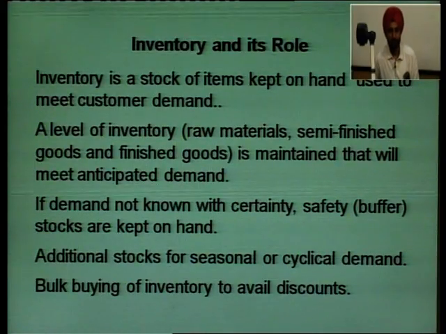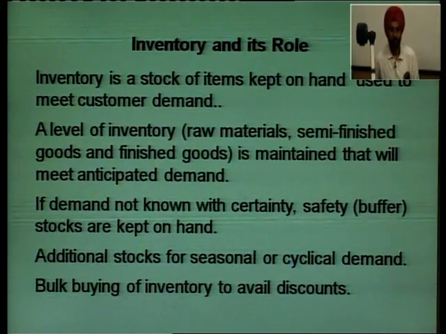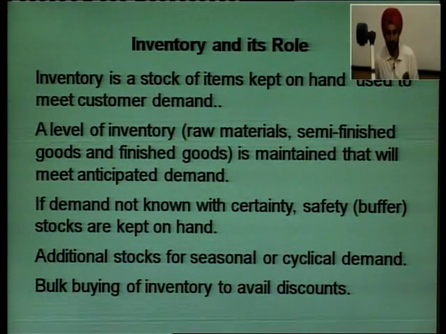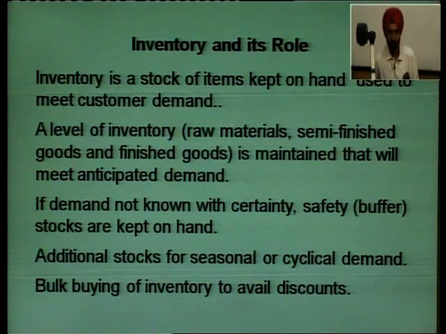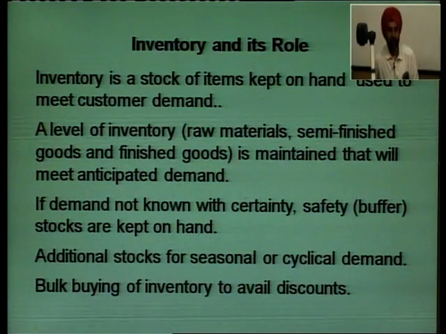And many times, because we are operating under the situation of some uncertainty and some risk, that is why we always keep some safety stocks on hand, better known as buffer stocks, so that our production remains uninterrupted. Production ਦੇ ਵਿੱਚ ਕੋਈ ਵਿਘਨ ਨਾ ਪਵੇ। ਇਸੇ ਤਰੀਕੇ ਨਾਲ additional stocks are maintained for seasonal or cyclic demand.